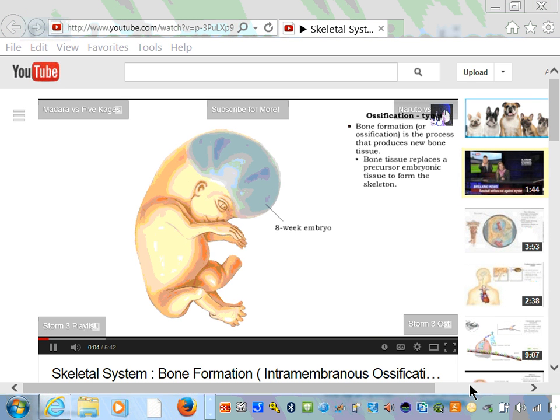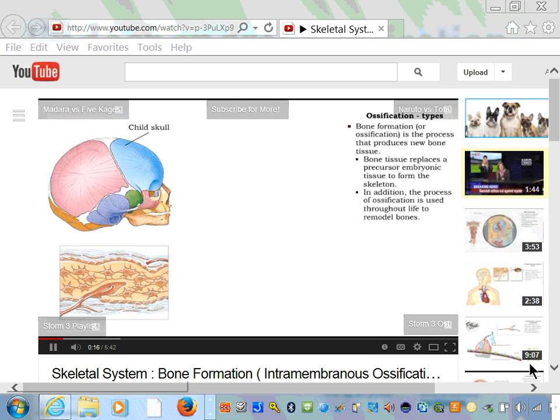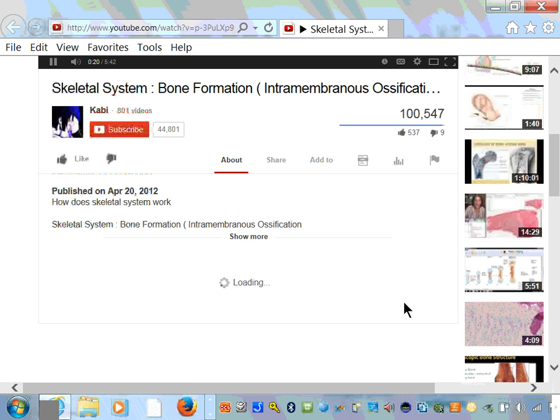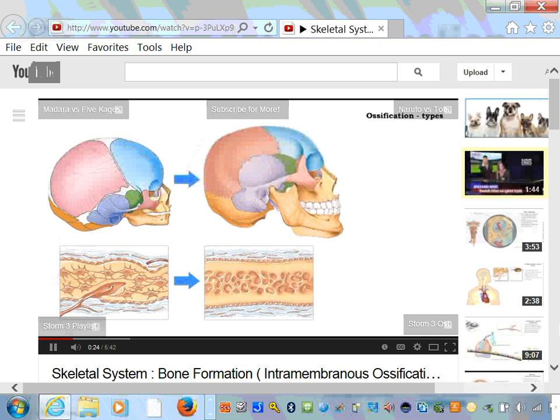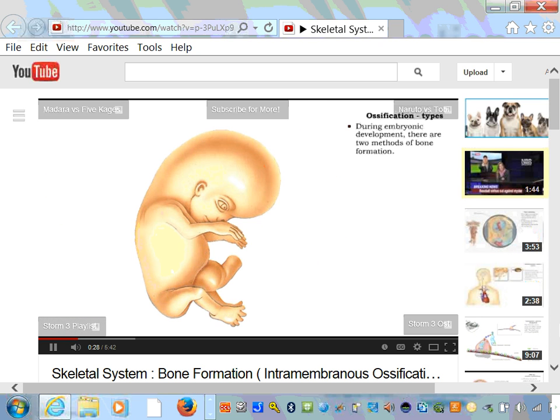Bone formation, also known as osteogenesis or ossification, is the process by which bone tissue replaces embryonic connective tissue to form the skeleton. From childhood to early adulthood, ossification lengthens and thickens bone. In addition, the process of ossification is used throughout life to remodel bones. There are two methods of prenatal bone formation.